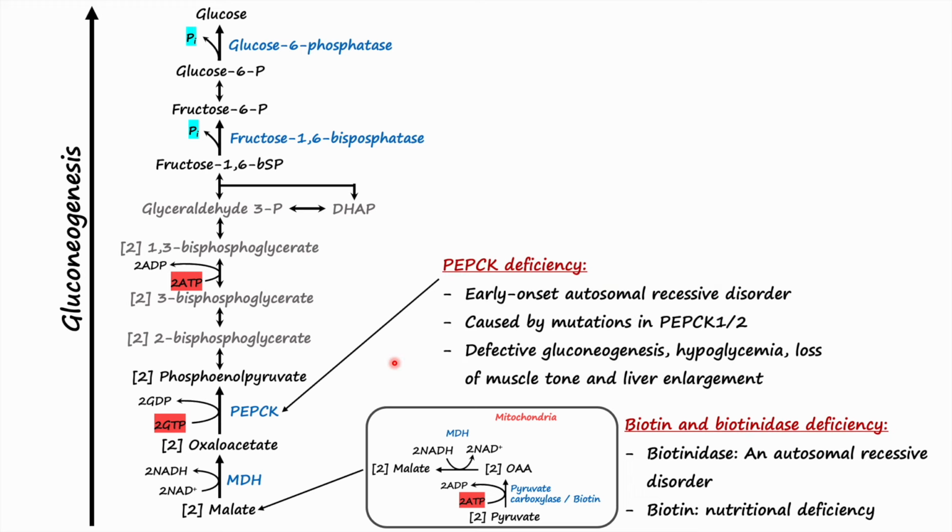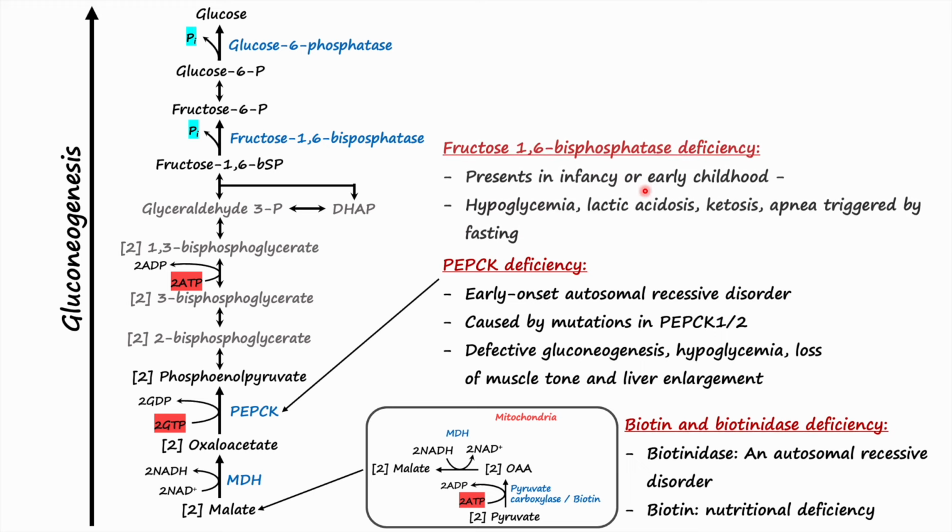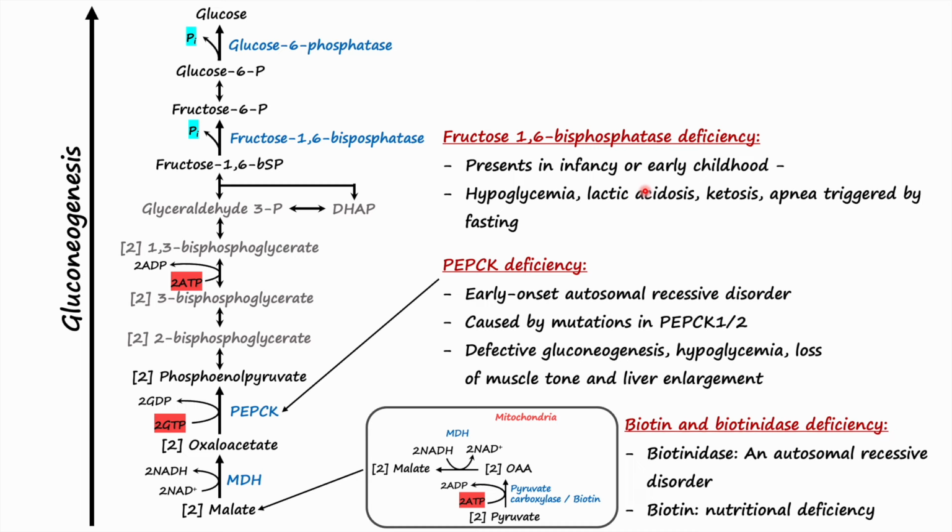Second is PEP-CK deficiency, or phosphoenolpyruvate carboxykinase deficiency. It is an early onset autosomal recessive disorder caused by a mutation in PEP-CK1 or 2, and this deficiency causes defective gluconeogenesis, hypoglycemia, loss of muscle tone, and liver enlargement. Third is fructose 1,6-bisphosphatase deficiency, which develops in individuals with mutations that make this rate limiting enzyme defective. It presents in early childhood with hypoglycemia, lactic acidosis, ketosis, apnea, which is abnormal pauses in breathing, and hyperventilation triggered by fasting or ingestion of fructose, glycerol, or sorbitol.